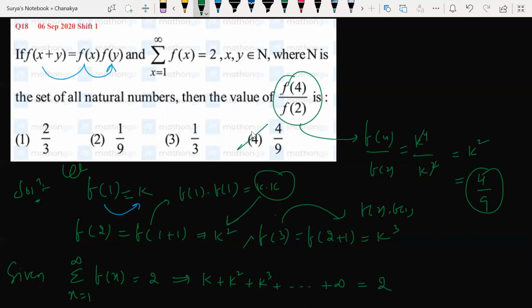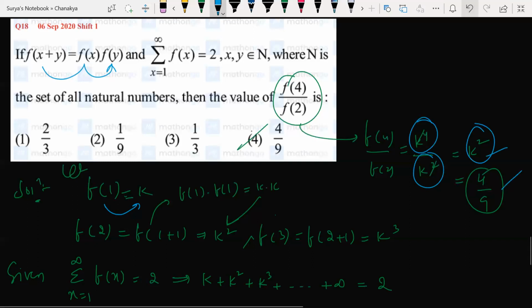f of 2 is what? k square into k, k cube. So f of 4 is also 3 plus 1, k cube into k, so k to the power of 4. That's why I got k to the power of 4. This is k square, k square, k square get cancelled. k square, 4 by 9 is the answer. All right, so this is how you will be solving this type of questions, beta.